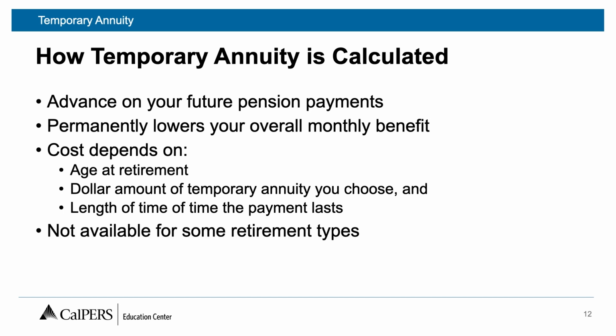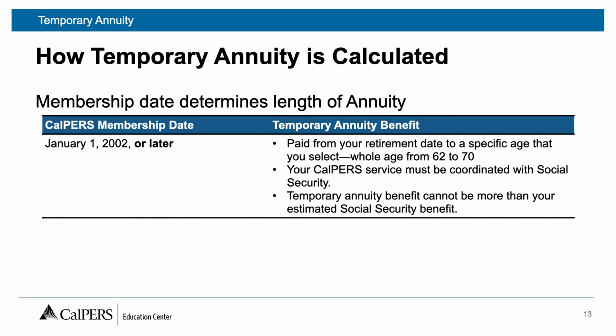A temporary annuity is only available if you retire on a regular service retirement. It's not available for partial service, disability, or industrial disability retirements. Your membership date determines to what age you can receive a temporary annuity. If you became a CalPERS member on or after January 1st, 2002, your temporary annuity is paid from your retirement date to a whole age from 62 to 70.